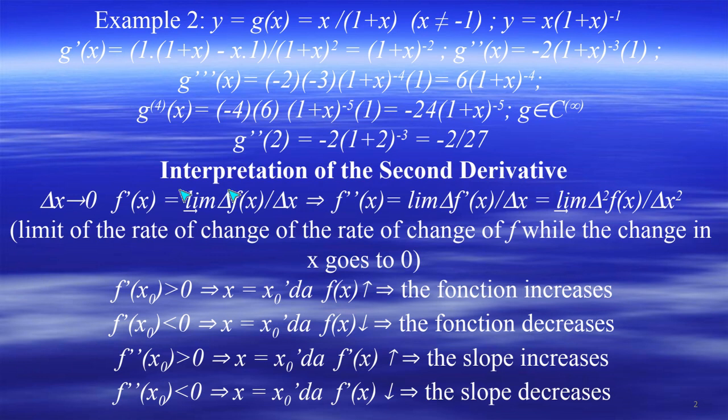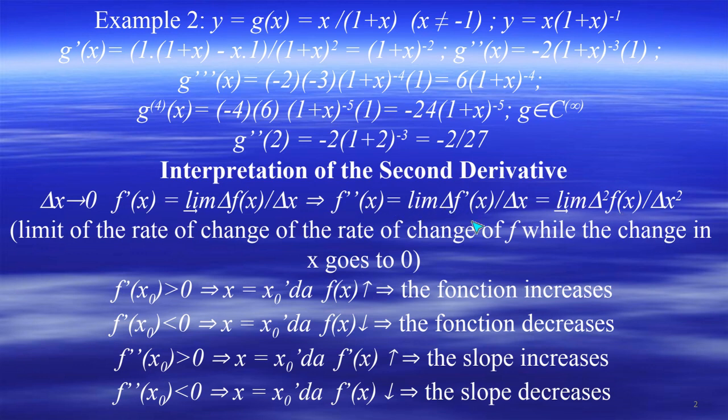What is the interpretation of the second derivative? Well, what is the first derivative first? The first derivative is the limit of delta f(x) over delta x, meaning the rate of change or rate of variation of the function. We take its limit while delta x goes to zero. This is the definition of the first derivative. So what is the second derivative? It is the rate of change of the first derivative. We take its limit of the rate of change of the first derivative when delta x goes to zero again.